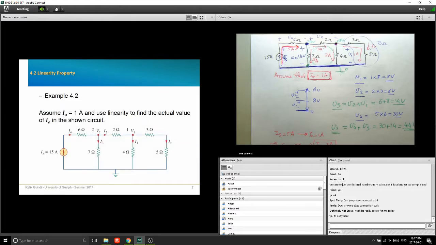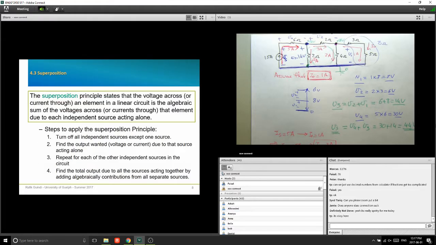I'm going to go forward again to the superposition principle. It states that the voltage across or current through an element in a linear circuit is the algebraic sum of the voltages across or currents through that element due to each independent source acting alone. I'll give you time to copy it and then I'm going to explain what it means.